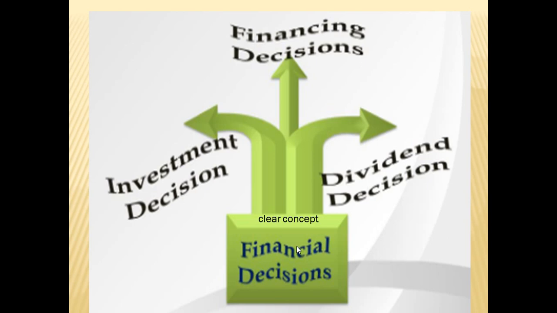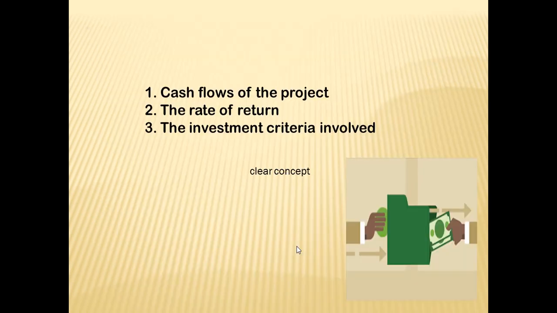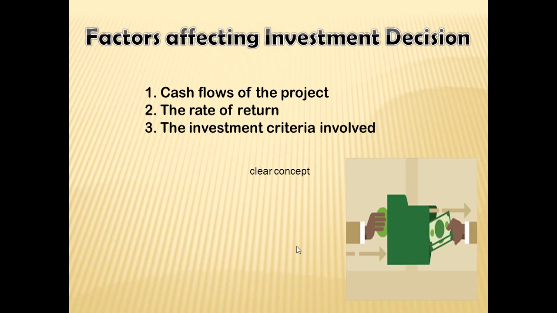Now, these were all about the three types of financial decision. Now, let's move to the next slide, that is factors affecting investment decisions. Basically, there are three factors which affect the investment decision. First one is cash flow of the project, the second one is the rate of return, and the third one is investment criteria. I'll be explaining all these three in detail one by one.